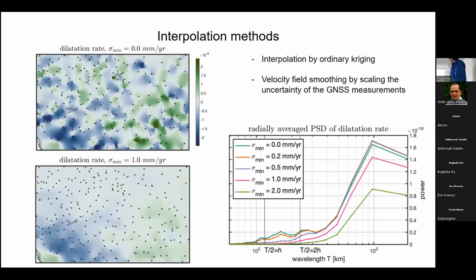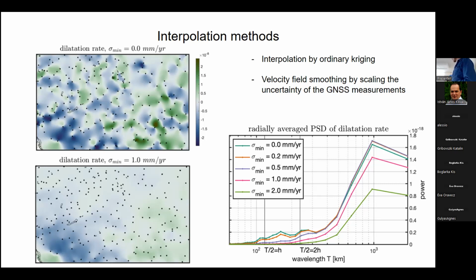Okay, for the interpolation, we used a method called ordinary kriging, which is a stochastic interpolation method, and it uses the uncertainty of the GNSS measurements as a weight factor in the interpolation. It is always very important for tectonic purposes to smooth the velocity field. There are different ways of smoothing the velocity field. The way we did it was scaling the uncertainty that then goes into the kriging equation.